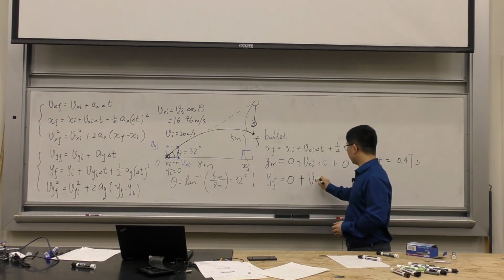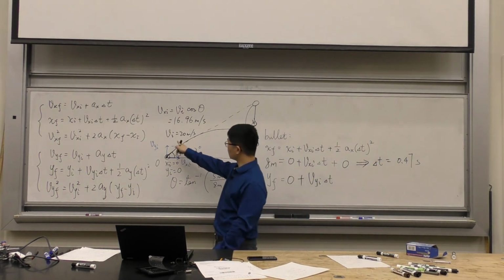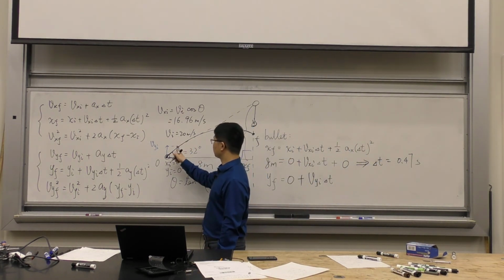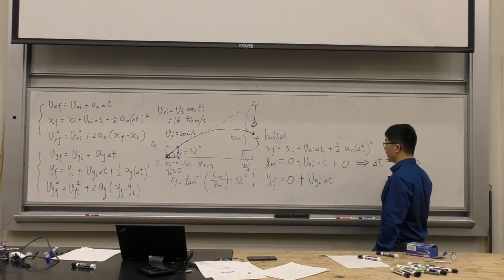Plus VYI delta t. So VYI, you're still going to find it using VI and theta, because you just break VI into x and y components. Delta t, we already found it. So that's the time you plug in.